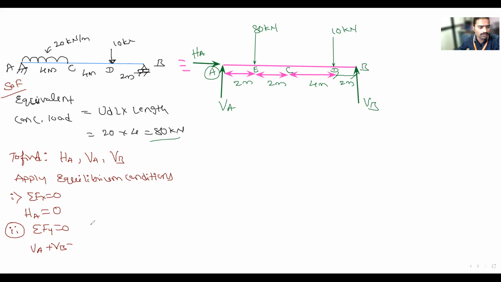80 is moving in downward direction. 10 is moving in downward direction. Again, 10 is moving in downward direction.